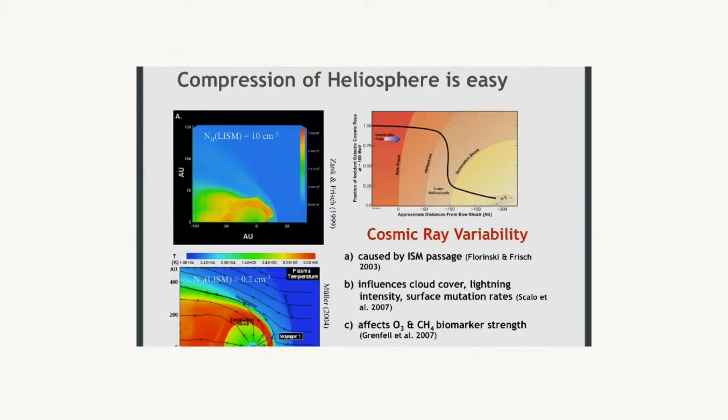So why are we interested in this stuff anyway? One of the things that is of interest to us should be self-interest. Surely as we pass through the interstellar medium, there is cosmic ray variability that changes over time. And that influences cloud cover, lightning intensity, surface mutation rates, which is one of the fancy ways of saying cancer, affects evolution, etc., and so forth. It also affects and changes biomarker strength.